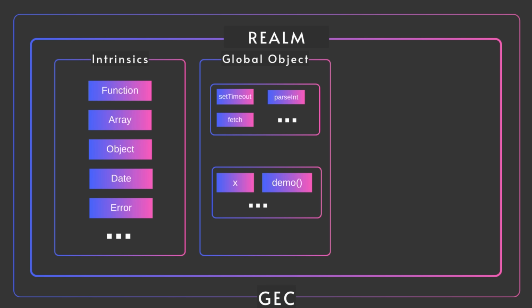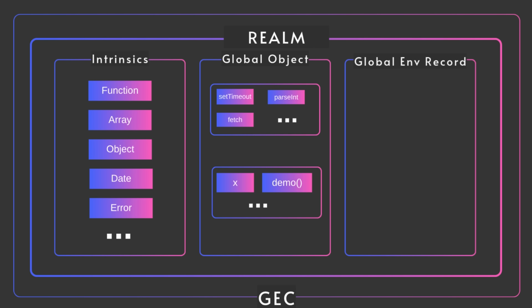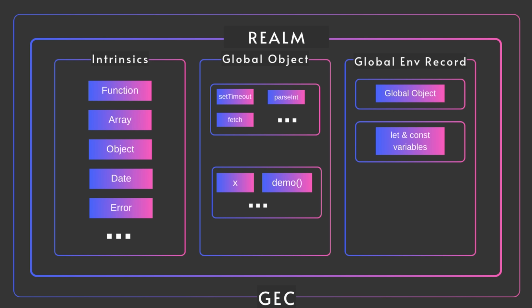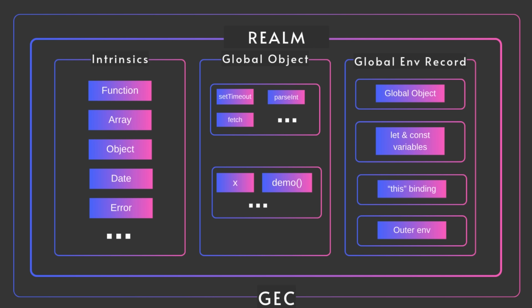Once the realm is created, JavaScript sets up the global environment record. You can imagine it as a detailed registry that keeps track of everything in the global scope. It contains references to the global object, variables declared with let and const, the this keyword, and the outer env property.